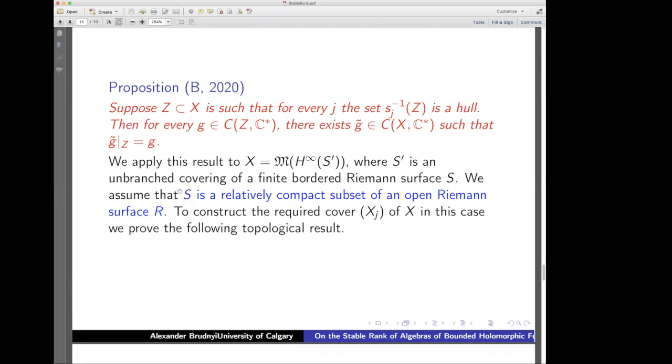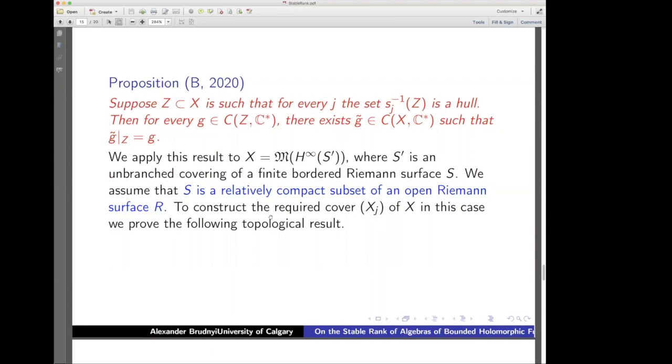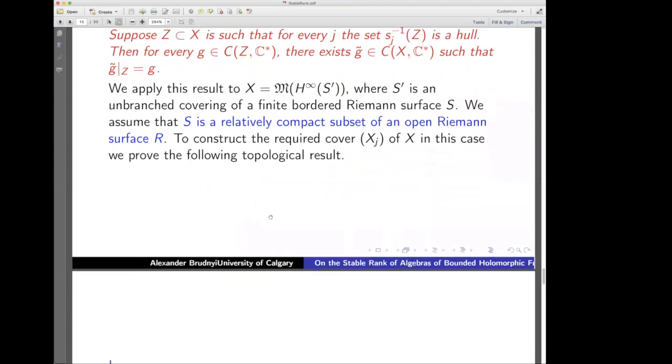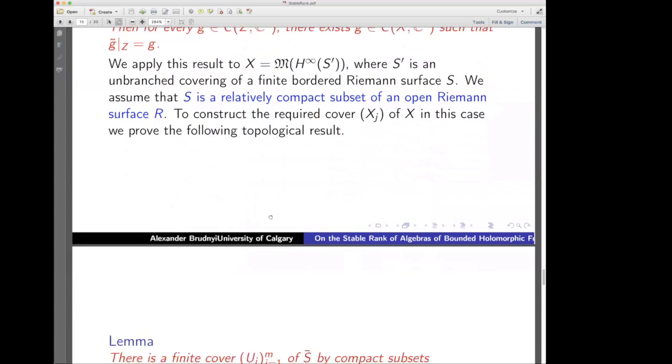So without loss of generality, we will assume that our bordered Riemann surface S is a relatively compact subset of another open Riemann surface, capital R. It's standard. For instance, you can take the double of S and then take some neighborhood of S inside the double, so then it will be your R. So this is always possible. And now the following technical lemma will give us the required cover.